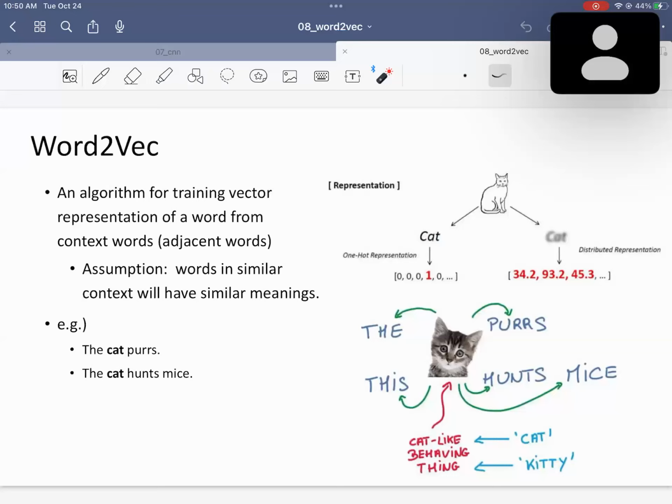Like in the one-hot representation vector, if this is 0 and this is 1, then this is definitely not a cat. This is something else, like it could be a dog or boy or car or truck, but definitely not a cat. So there's a clear distinction between one word and the other. But if you use distributed representation, then there is no longer clear distinction between one thing and another. Like if you add 1, it becomes 94.2. Is it a dog or is it still a cat? You can't really tell because everything is continuous, right?